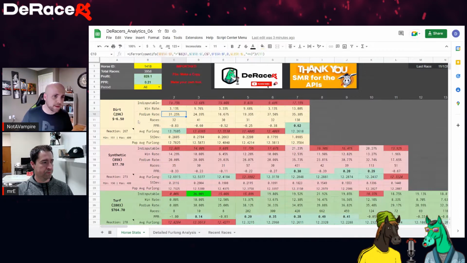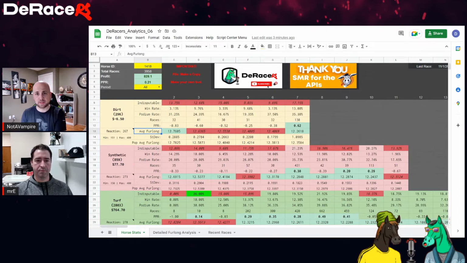Now, beyond that one, we talk about PPR, which is your profit per race. So you could see, is this track an area that you're making profit? And then your average furlong is just going to be breaking down the average pace. Every single time you run through those poles and it shows you how many furlongs you've raced, that's going to be the average time it takes. So 12.7 seconds, 12.5 seconds, 12.3 seconds. As you run longer and longer, that number gets tighter.